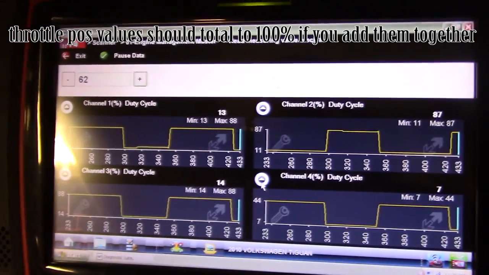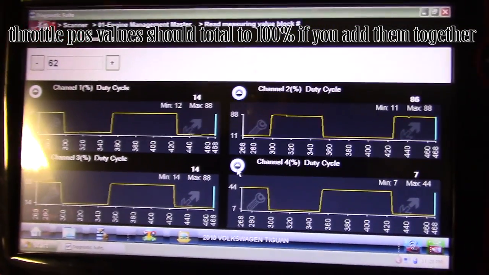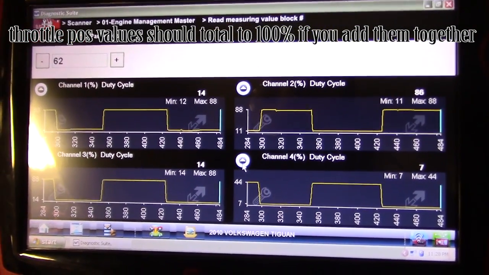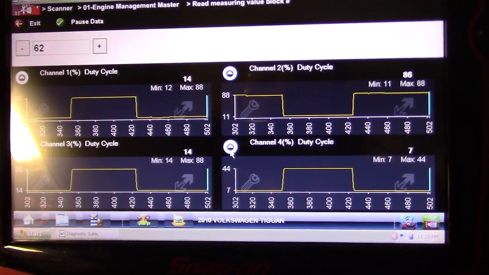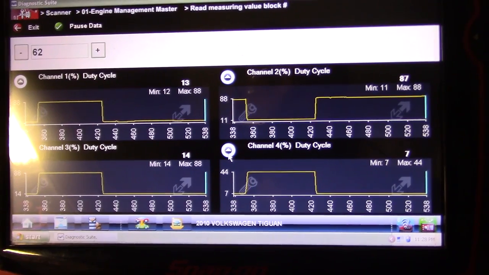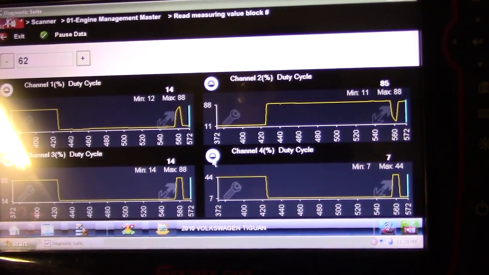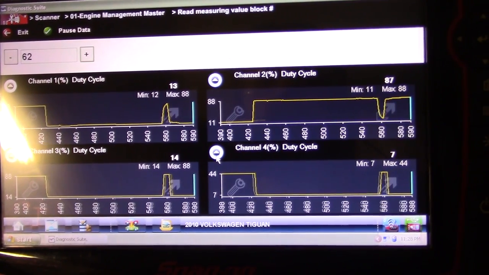Try to start it up, see what these read at idle. So 14 and 7 on the pedal position, 13 and 87 on the throttle position. Some known good values for you guys.